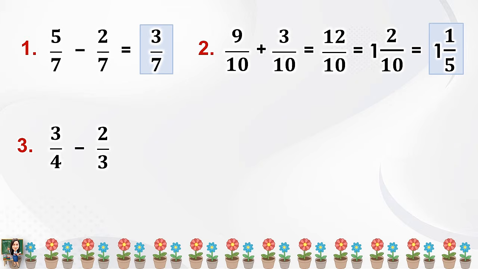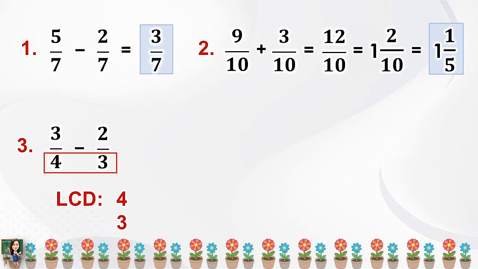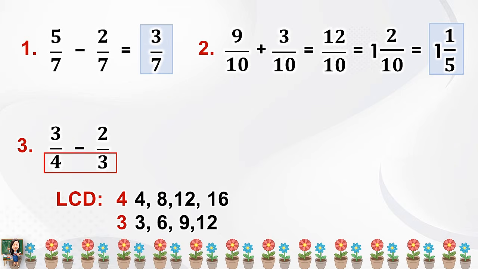Number 3. 3/4 minus 2/3. The given fractions are dissimilar fractions because their denominators are not the same. So we are going to change them to similar fractions. First, get the LCD of 4 and 3. The multiples of 4 are 4, 8, 12, 16. And the multiples of 3 are 3, 6, 9, 12. The common denominator of 4 and 3 is 12. 12 is the third multiple of 4, and 12 is the fourth multiple of 3.